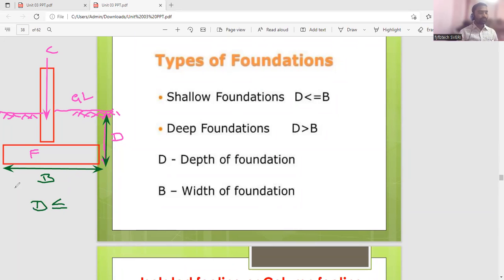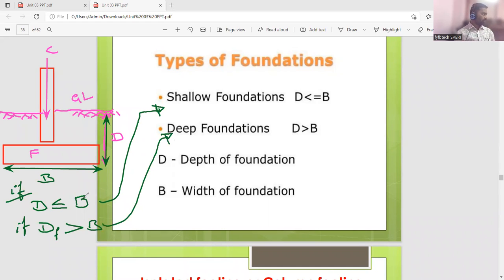Smaller. If the depth is smaller than or equal to the breadth, then such a foundation is called a shallow foundation. If the depth of the foundation Df is greater than the breadth of the foundation, then that is called a deep foundation. Did everyone understand what a shallow foundation and a deep foundation are? This condition is important from the exam point of view. In multiple choice questions, when depth is smaller than or equal to width, that type of foundation is called a shallow foundation. When depth is larger than the breadth, that is called a deep foundation.